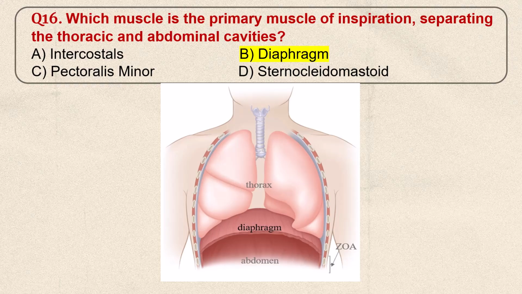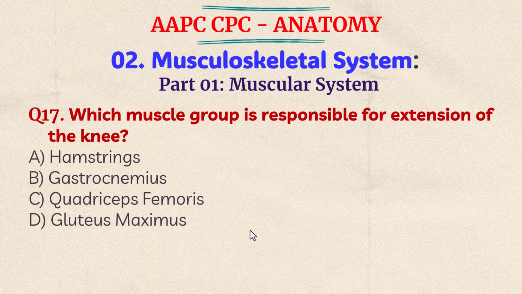Diaphragm. So when you see the thoracic cavity, in the thorax you will have the lungs and heart. In the abdomen you will have the small and large intestines. Between the thorax and abdomen, this middle muscle, that is the diaphragm, separates both the thoracic and abdominal cavities.